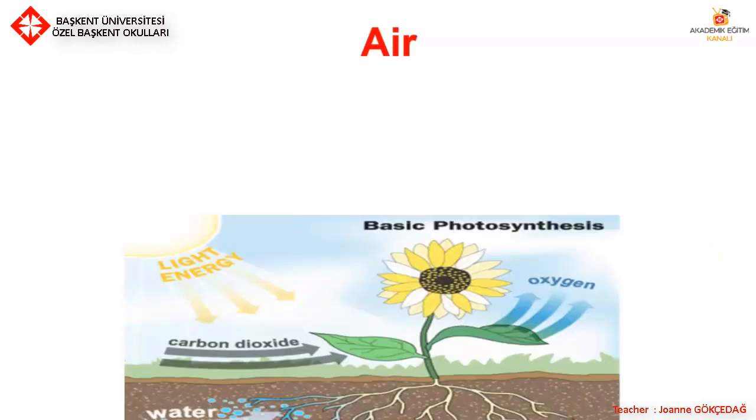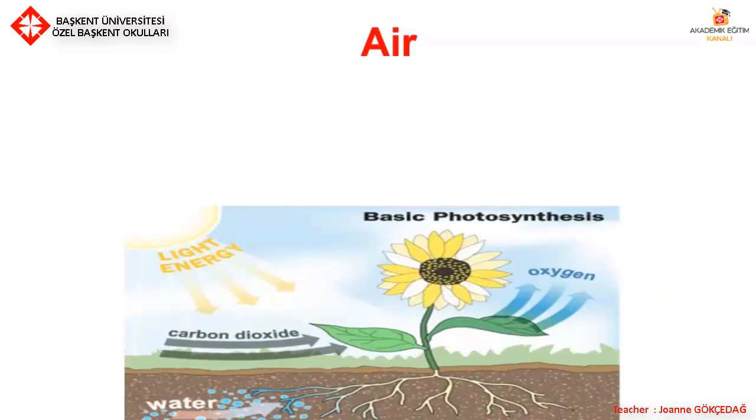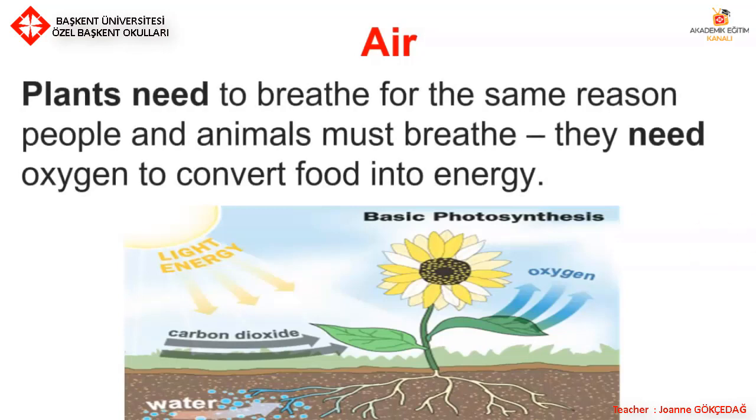And the last part, air. Whereas we take in oxygen and breathe out carbon dioxide, plants breathe in carbon dioxide and take out oxygen. Plants need to breathe for the same reason people and animals must breathe. They need oxygen to convert food into energy.